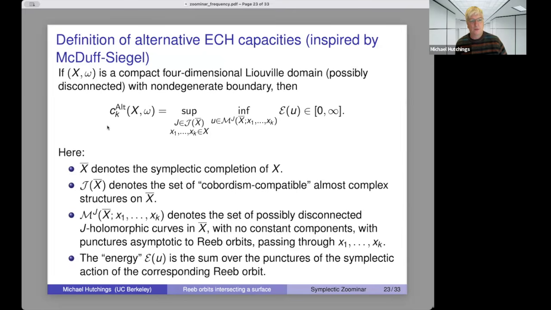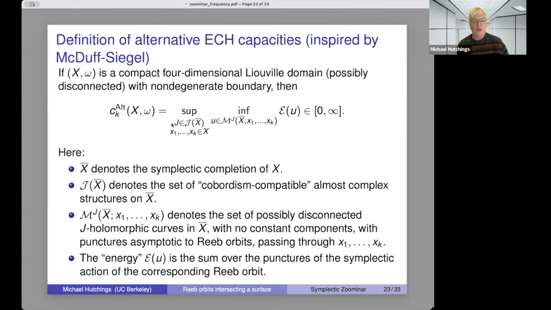So this number, well, it could be plus infinity. If it's plus infinity, then it doesn't tell you much. But if this number happens to be finite, then it's a guarantee that certain holomorphic curves have to exist with an upper bound on their energy. For example, suppose I know this number is equal to 17. 17 is my favorite number.